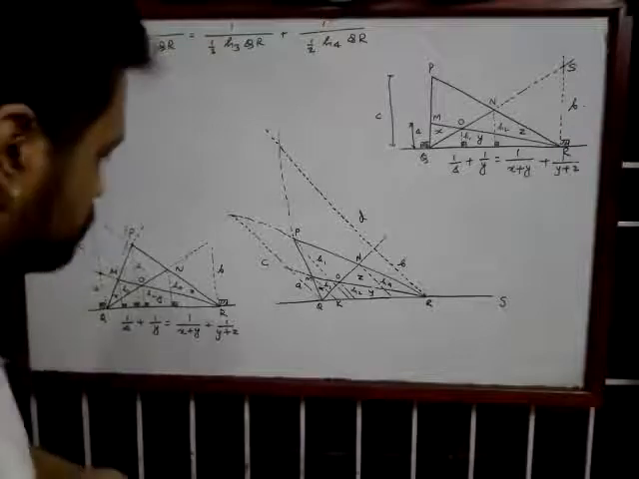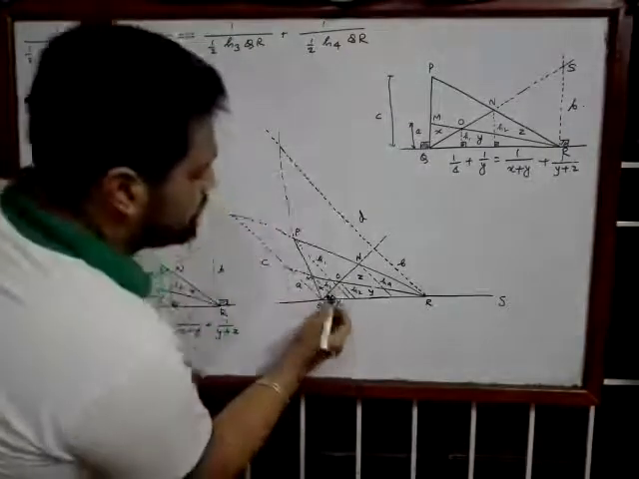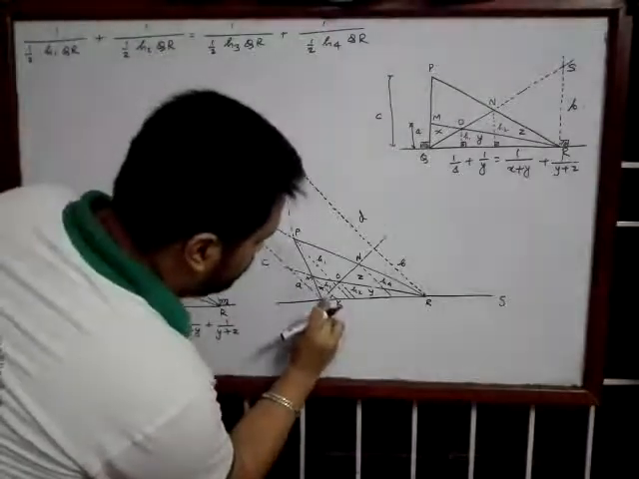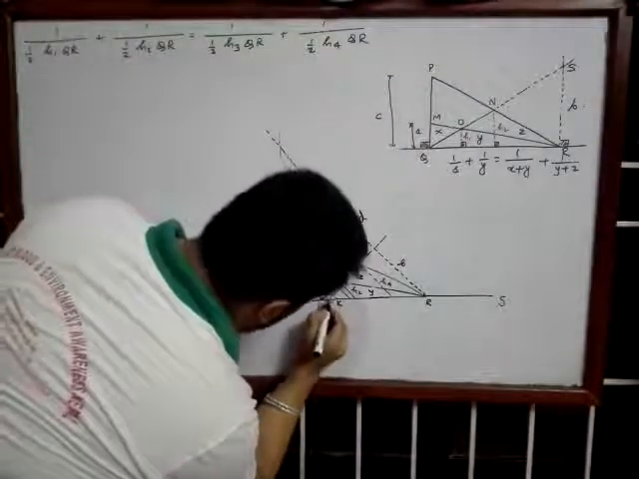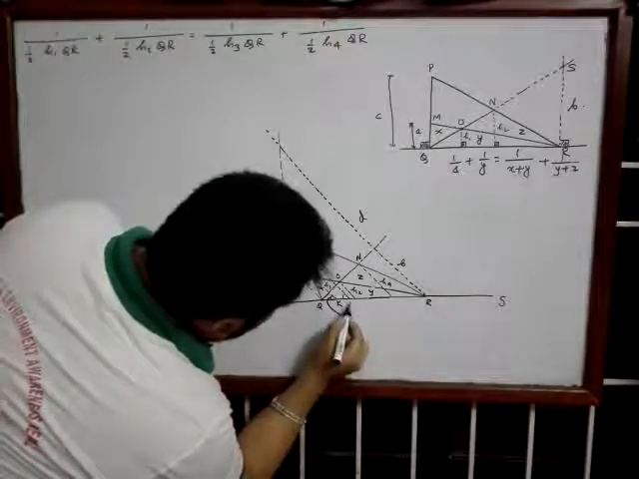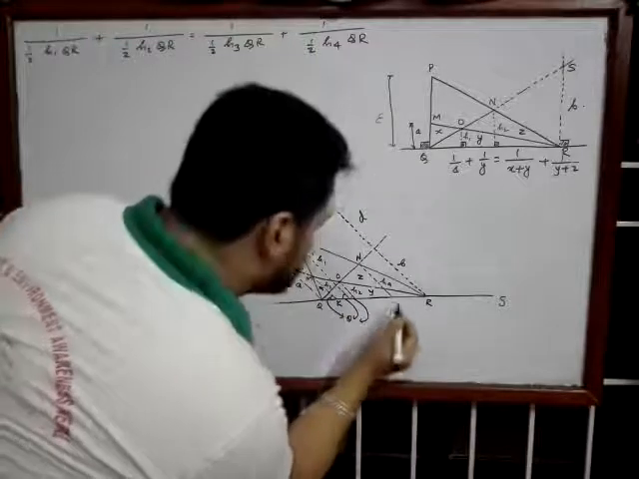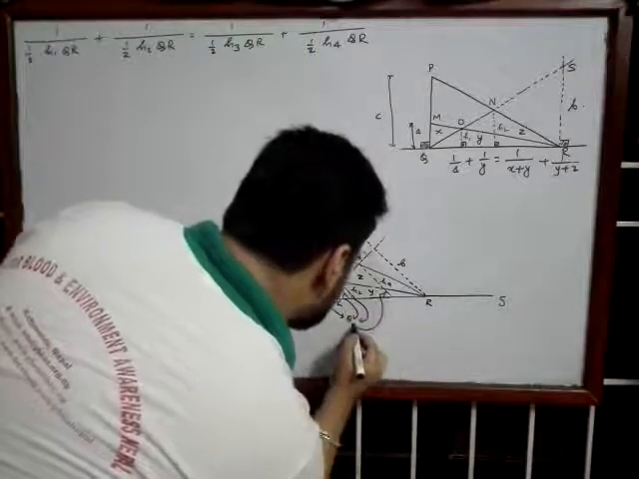So let's say this angle is theta, okay? This angle, angle MKQ, is theta. Then so is this angle. This angle is also theta. This angle is also theta. And this angle is also theta.